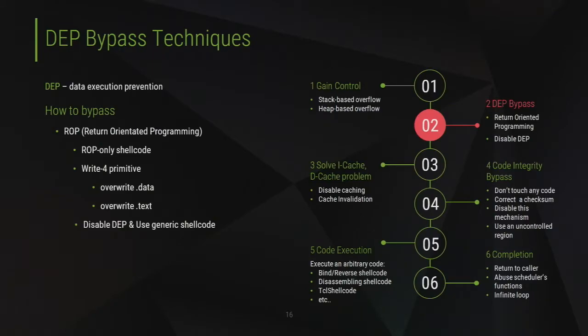By now, you have gained control, and you must bypass DEP. To do it, you can use the well-known code reuse attack, ROP. There are several options. First, you can try to write a ROP-only shellcode, or make a write-four primitive to overwrite important code or data, or somehow disable DEP and execute generic shellcode, no-ROP shellcode.